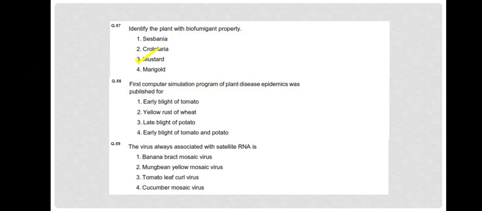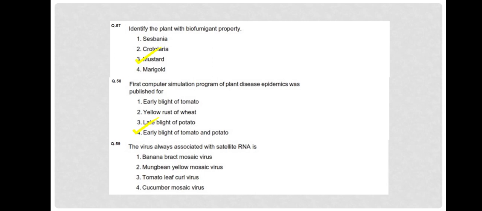Next question, question number 58. First computer simulation program of plant disease epidemics was published for. So the answer is early blight of tomato and potato. So for this disease, first computer simulation program was developed.